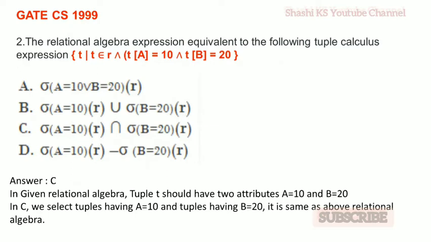A tuple calculus expression is given here. And here, the right answer is option C. So in the given relational algebra, you can see that the tuple has two attributes, A and B. And according to the given tuple calculus expression, we need the values of tuples in which the value of attribute A is equal to 10 and the value of the attribute B is equal to 20.